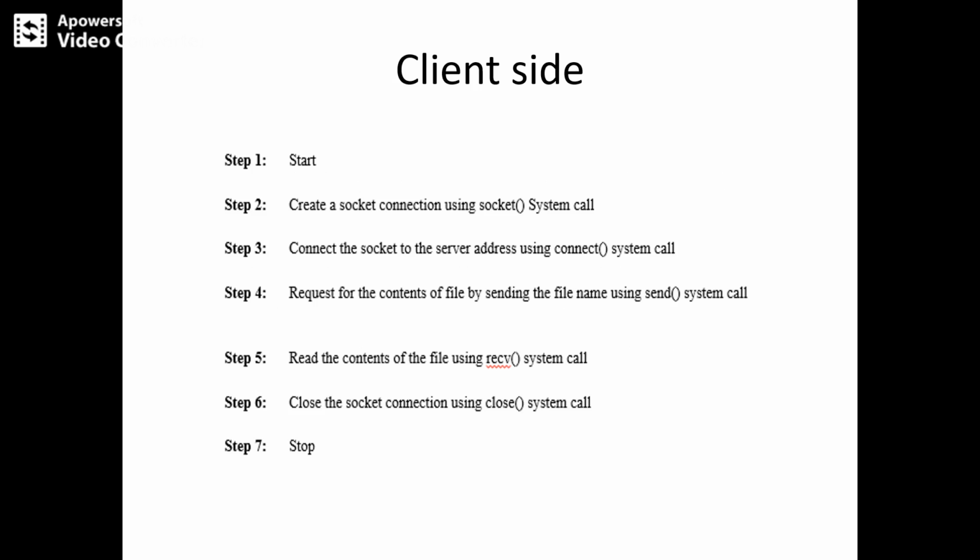Create a socket connection using the socket system call. Connect the socket to the server's address using the connect system call. Request the content, send whatever file is sent using the send system call, and read, write or read the file, and the receive system call, which are ready to send to the server side. Close whatever we opened and stop.